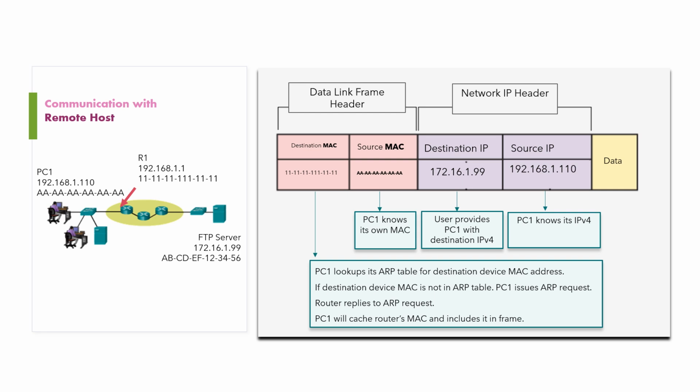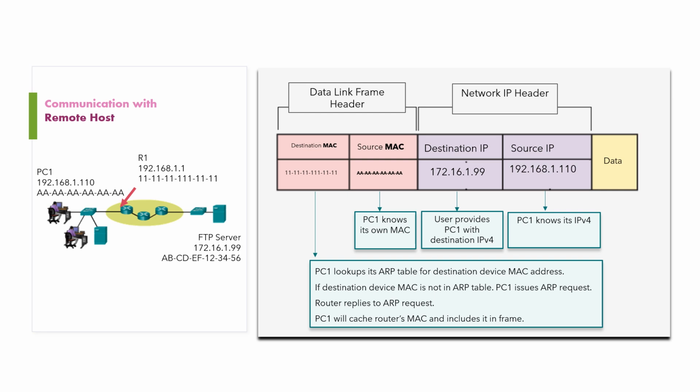PC1 wants to communicate with a host that is located in a remote network. The process of adding source and destination IPv4 addresses is the same as the way it happened for local host communication. The packet gets to the data link layer. PC1 knows its own MAC address. It will add it as the source MAC address. It is looking for the destination device MAC address. It will check its ARP cache table. If it is not there, it will issue an ARP request.